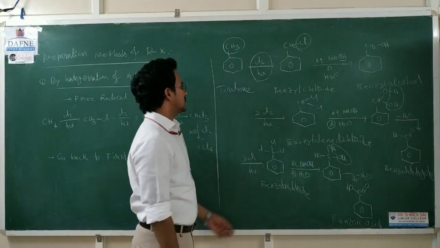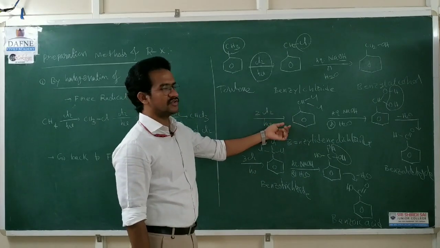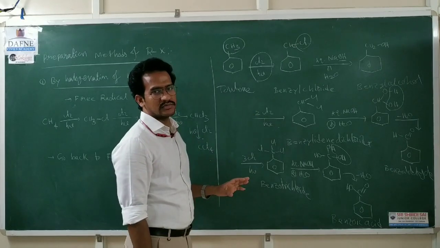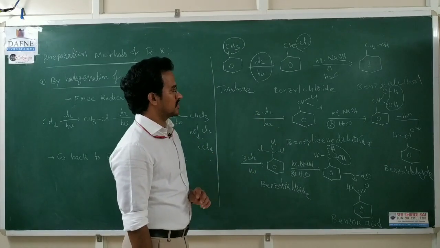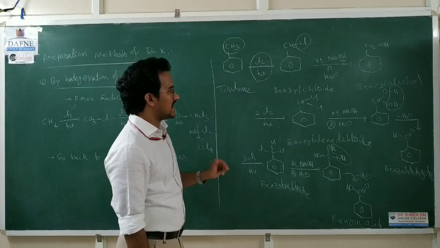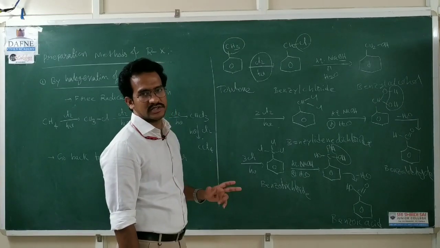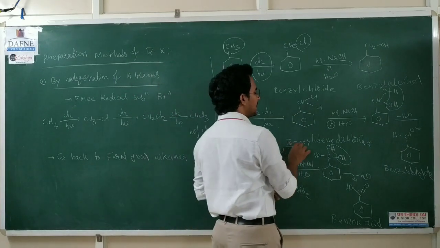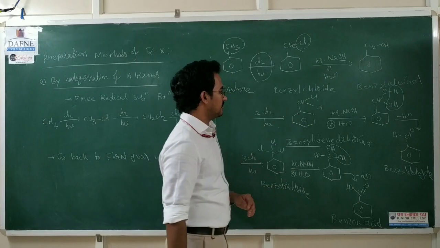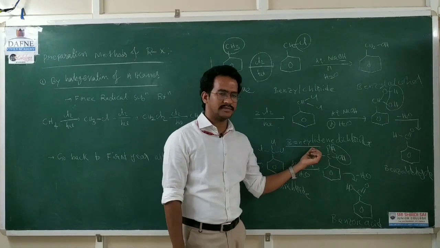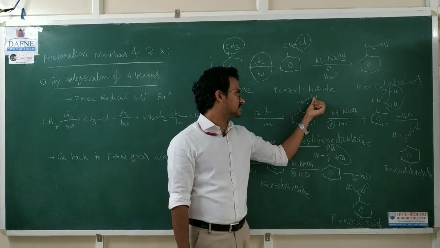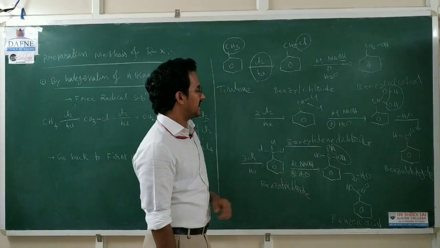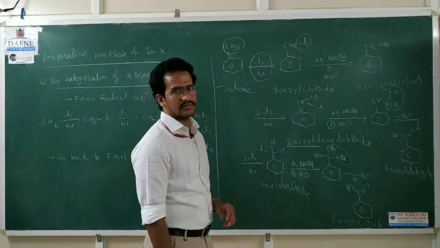Suppose this toluene undergoes dihalogenation, that means dichlorination. Two hydrogens are replaced by two chlorines. As a result of the replacement of two hydrogens by two chlorines, your product name is benzylidene dichloride. Because both chlorine atoms are present on the same carbon, it is a geminal dihalide. It is named benzylidene dichloride.